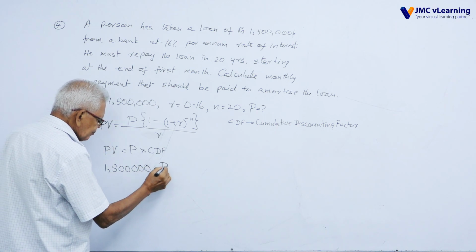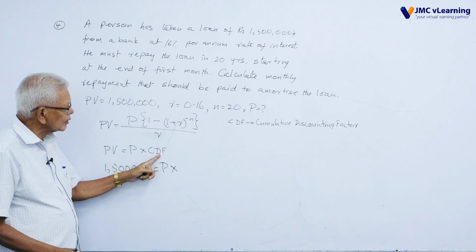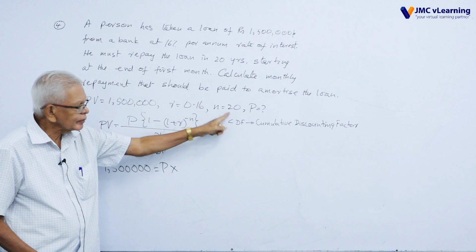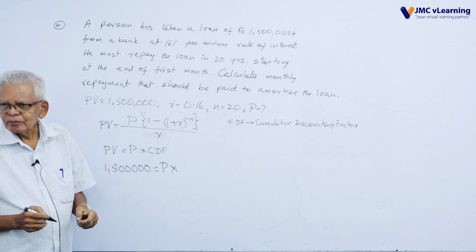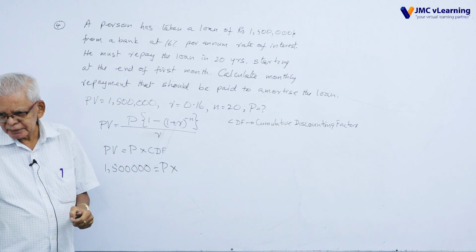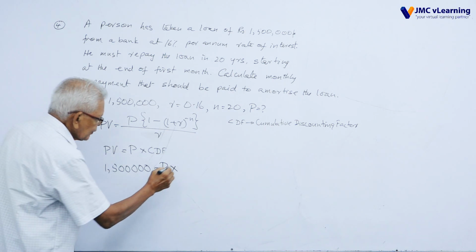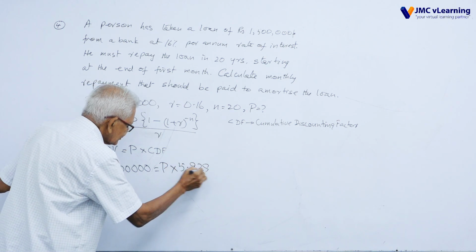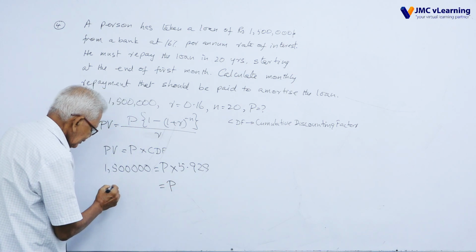Equal P into, now see how do you find out this cumulative discount factor? 16%, 20. 16%, 20. The 0.16 is the percentage, okay, 16%. How much? 5.929. Now finding P is very easy.